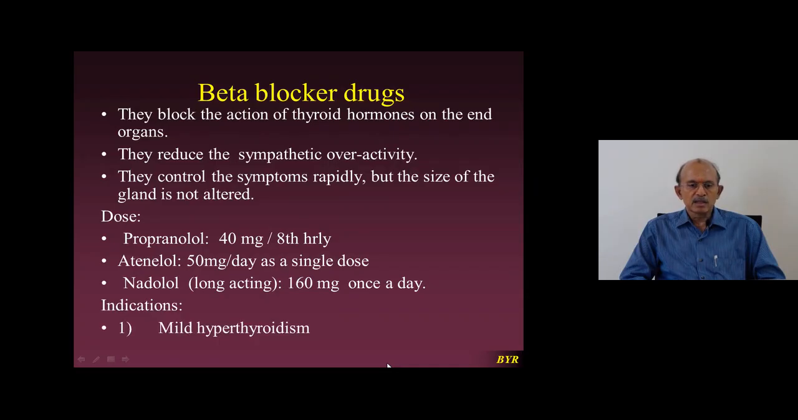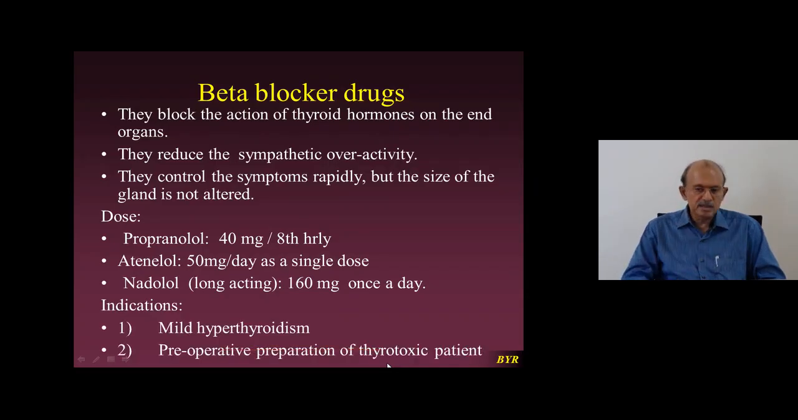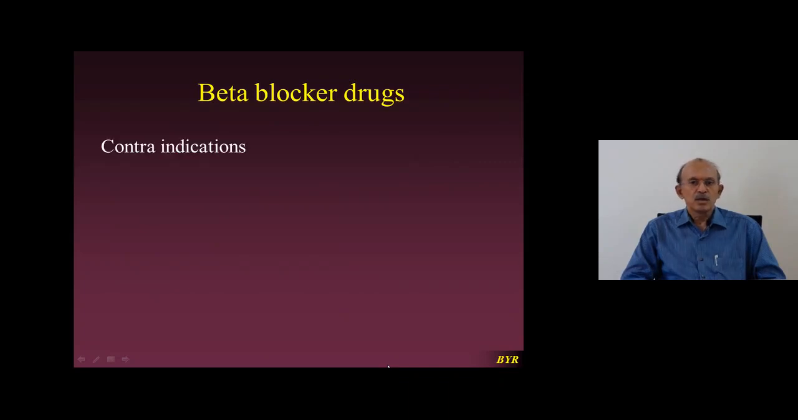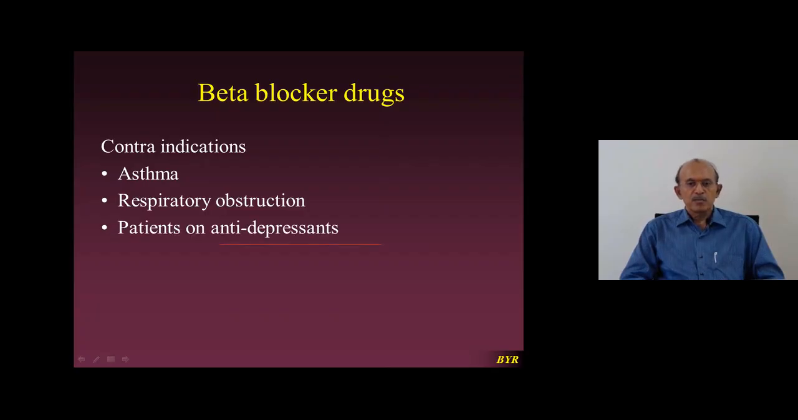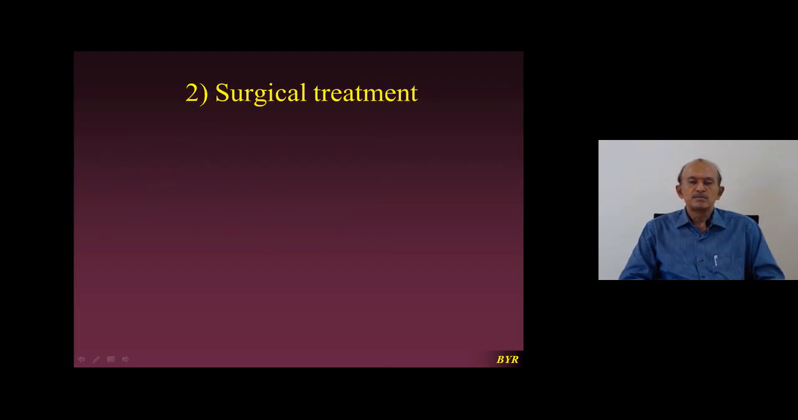Indications for beta blocker drugs: mild hyperthyroidism, preoperative preparation of thyrotoxic patients. Contraindications: asthma, respiratory obstruction, patients on antidepressants. So that is about medical treatment.